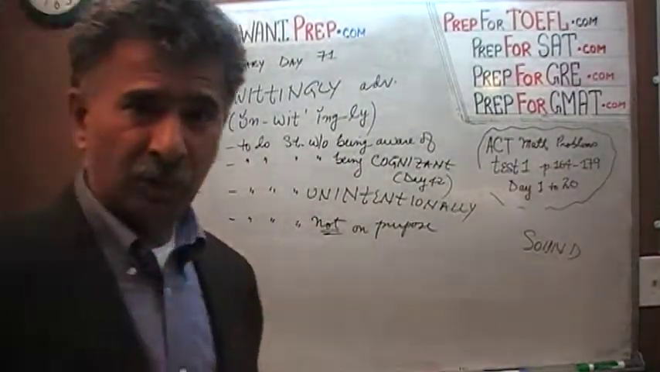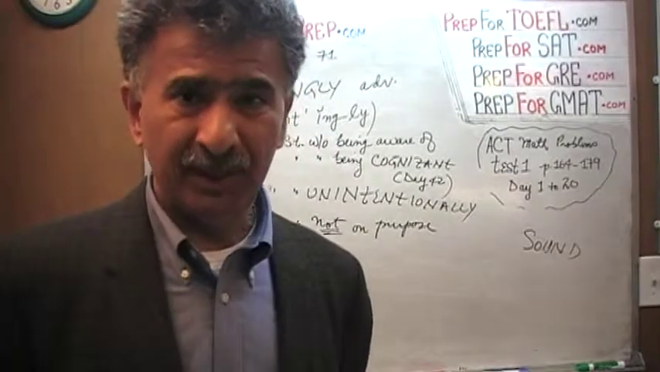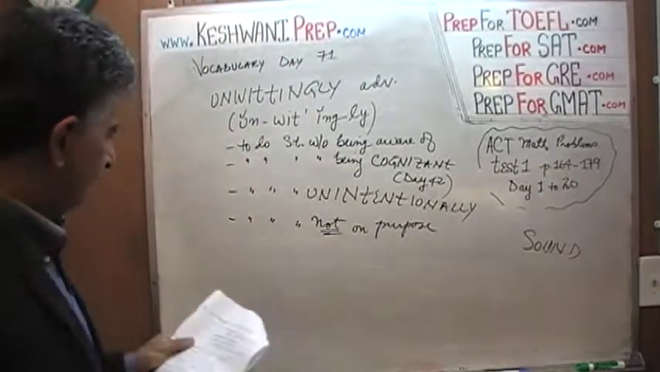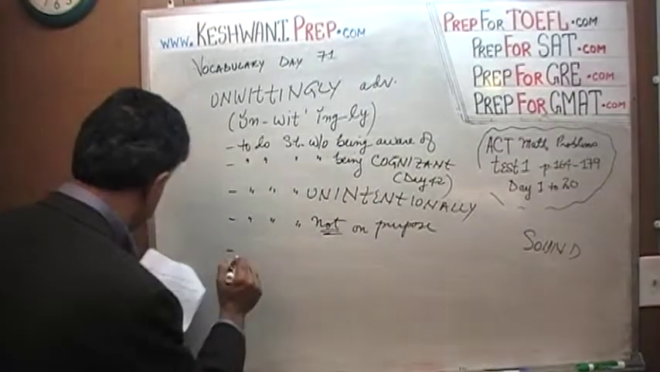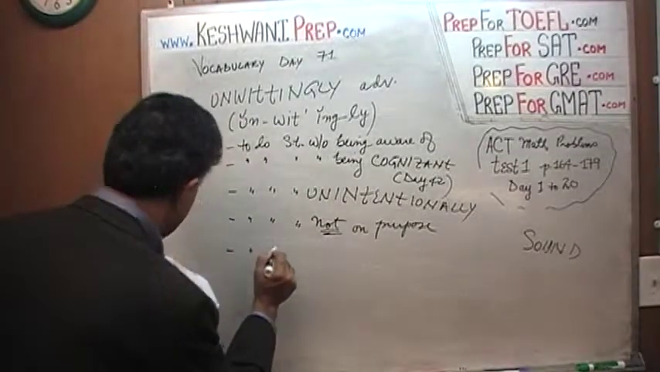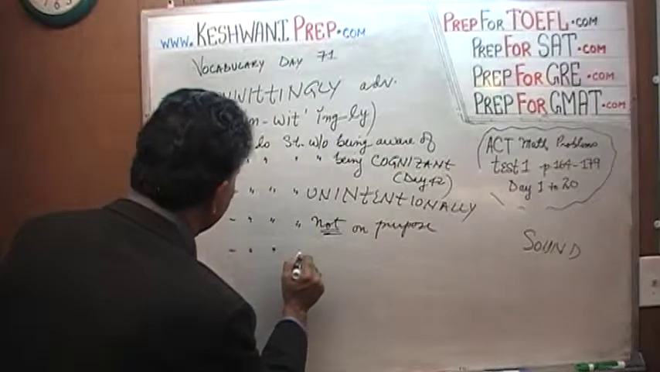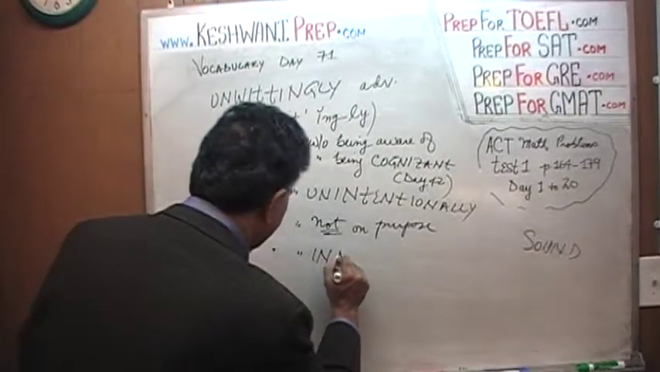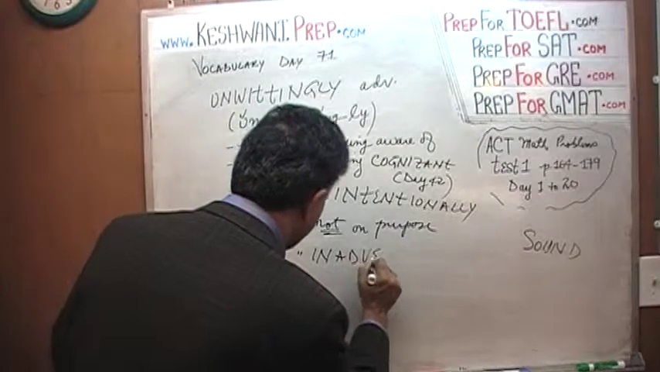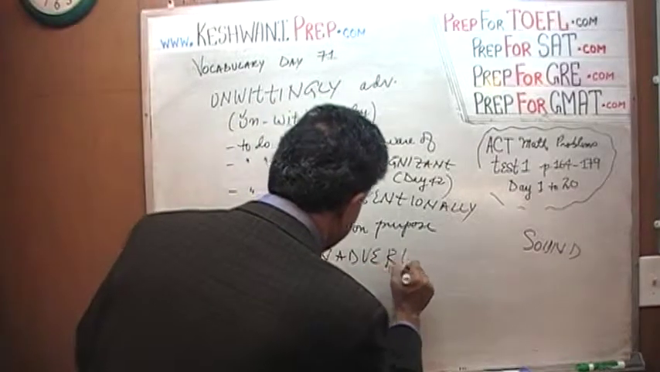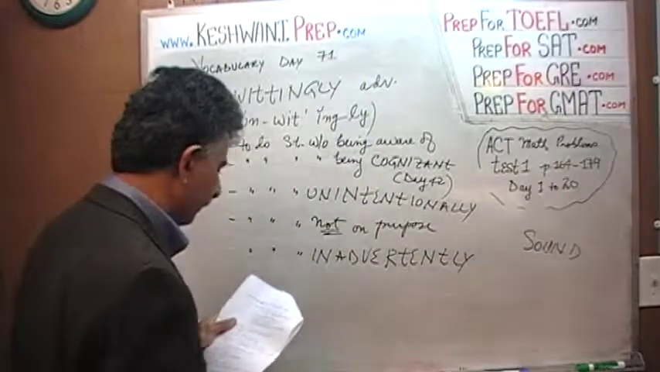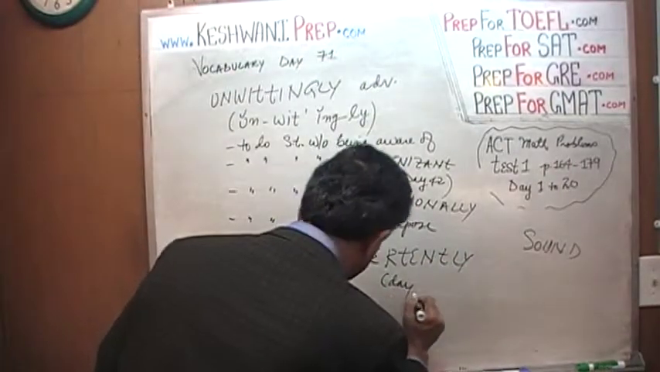Why did you break his toy? Well, I didn't mean to break it. I broke it unwittingly. Do you understand? To do something inadvertently.